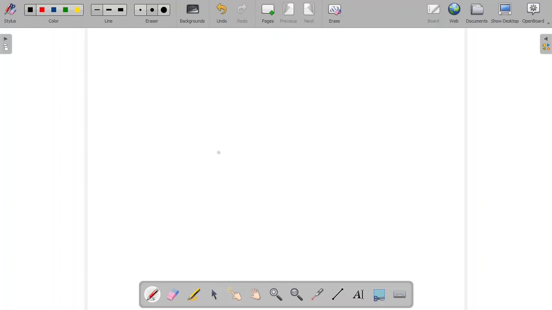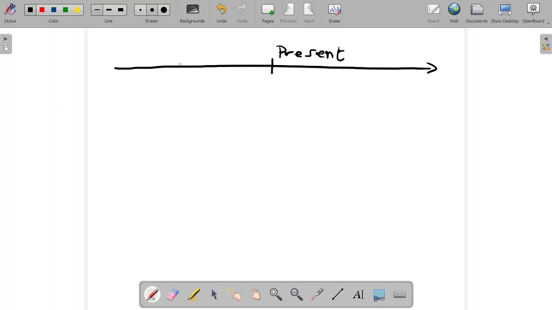Okay, so le passé simple, let's look at the timeline again. That's the present. So that's the past. And le passé simple is an action that's either punctual, very short, or it can be something that has been going on for a while. But you know when it began and when it ended. It's very definite. So that's the opposition with the imparfait, the imperfect. So let's look at an example.